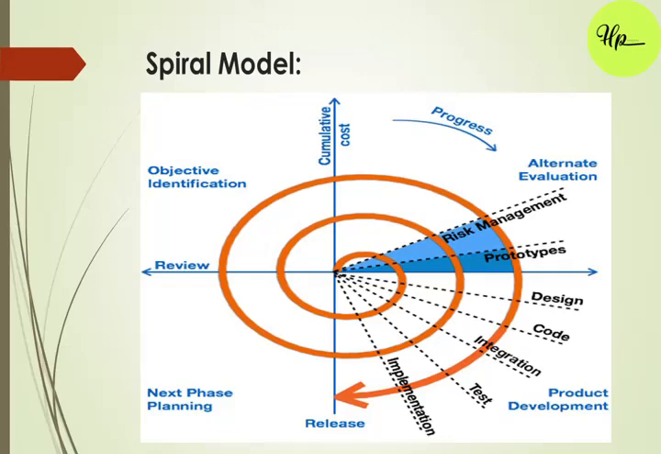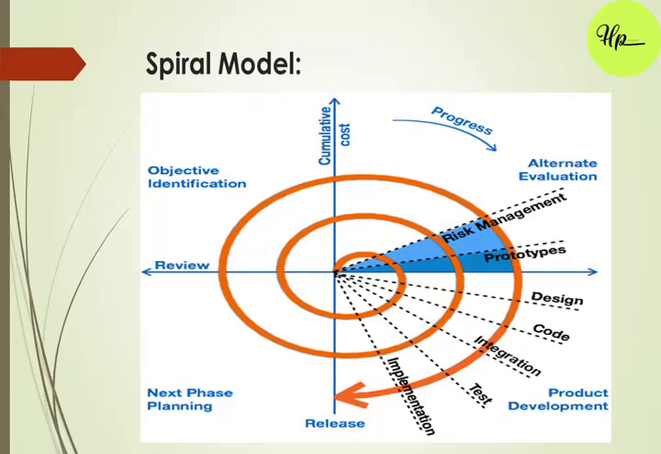Second phase is design. The design phase starts with the conceptual design in the baseline spiral and involves architectural design, logical design of modules, physical product design, and the final design in the subsequent spiral. Then next phase is construct or build. The construct phase refers to production of the actual software product at every spiral.